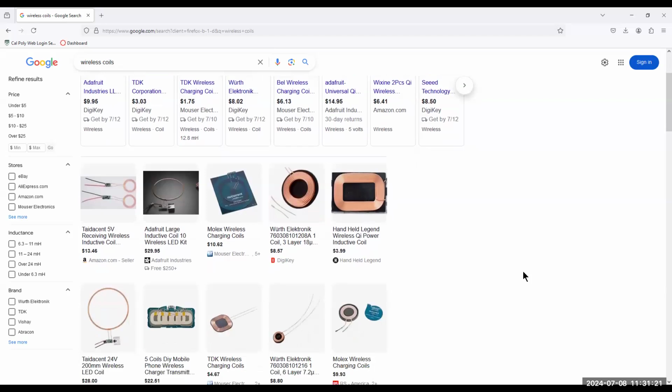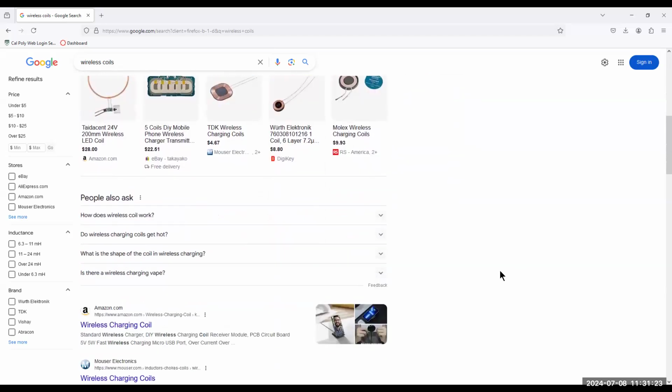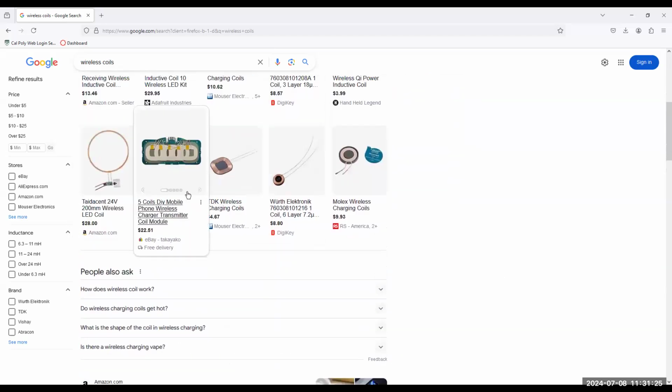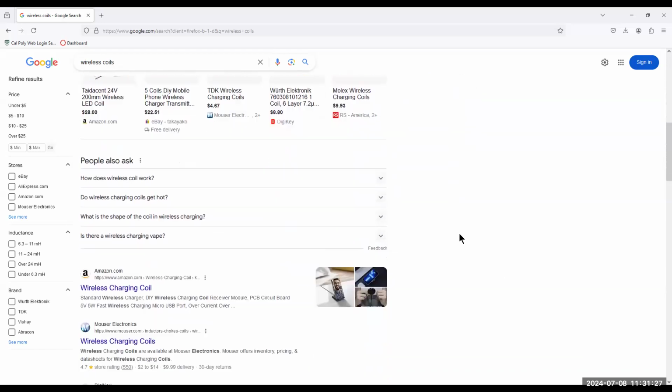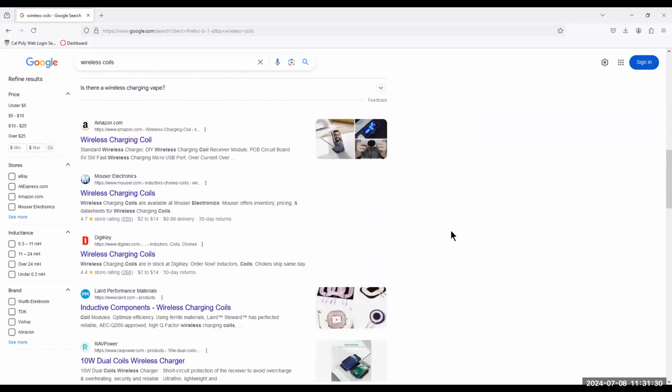If you do an internet search, this is a 5-coil one, and there are 3-coil ones. People do all kinds of things with this. There are lots of hobby enthusiasts who have been doing this.